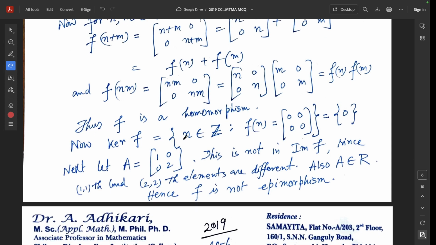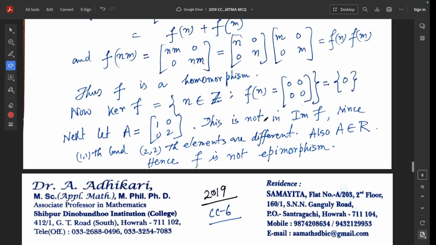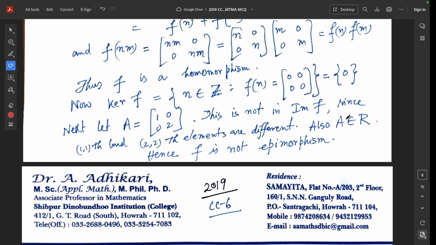Now, the kernel of f is the set of all those n belonging to Z such that f(n) equal to [0 0; 0 0]. This is equal to the singleton set {0}. Next, let A equal [1 0; 0 2]. And this is not in the image of f, since the 1 position and the 2 position elements are different. Also, A belongs to ring R. Hence, f is not an epimorphism.